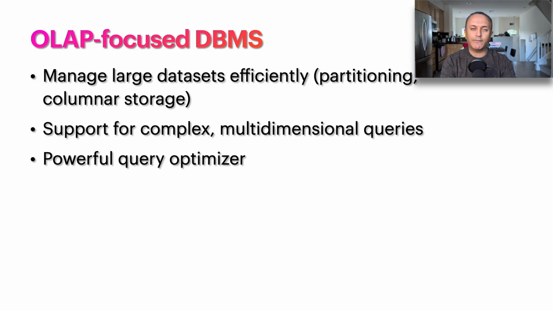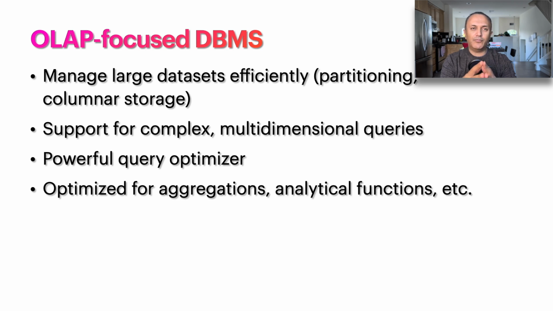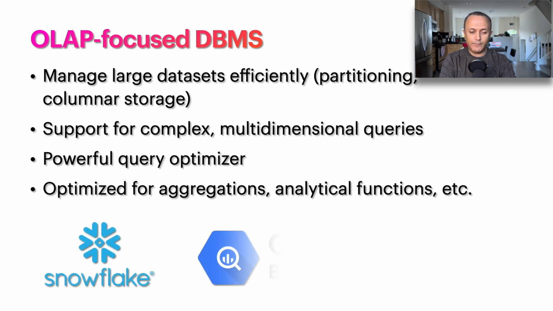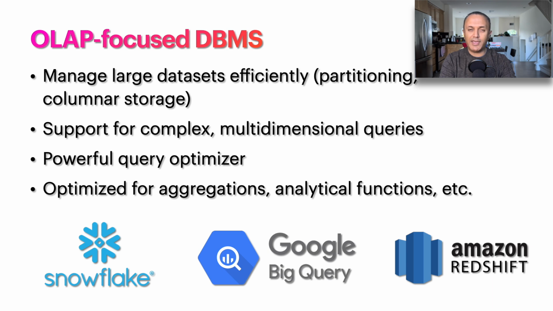So you need a really powerful optimizer to handle this kind of queries. When you have simple queries in an OLTP, the optimizer may not be as needed. And specifically, you need to have optimizations for aggregations and analytical functions and so on. So these are the heavy features of analytical queries. Some of the most common databases that handle this are Snowflake, BigQuery, and Amazon Redshift. And of course, there are others.